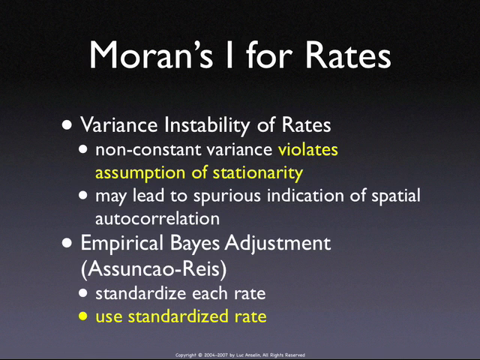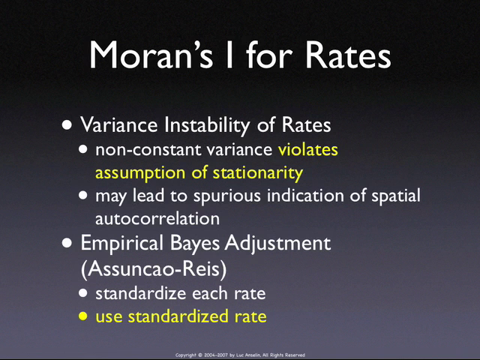And so the reason for this is that the precision of your estimate when you don't have a large pool to base it on is much, much worse than when you have a large pool to base it on. What's important for us is that this precision, or its reverse, the variance, is not constant, which violates our stationarity assumption.